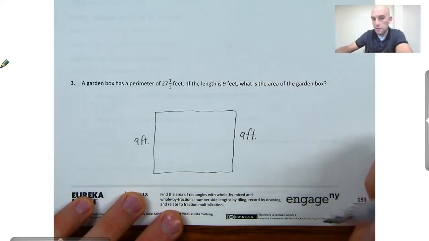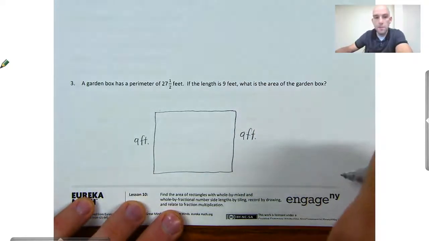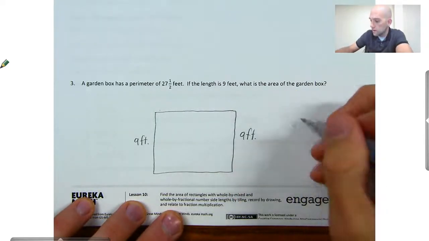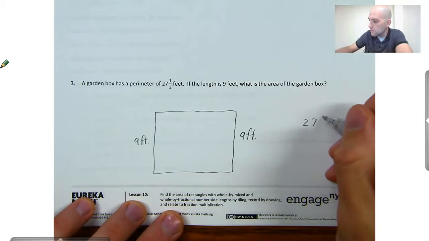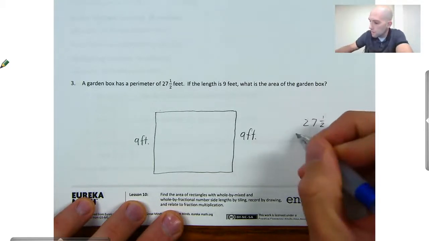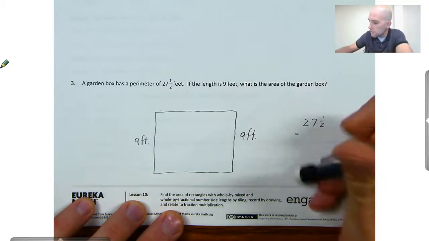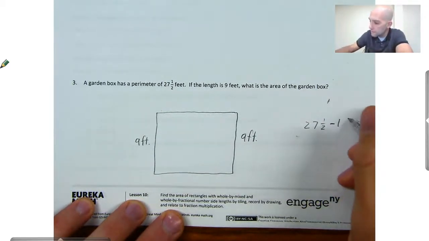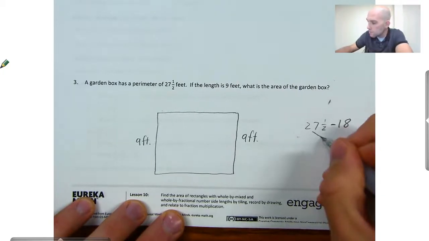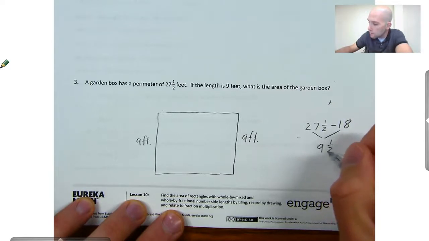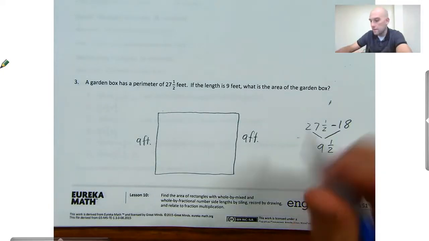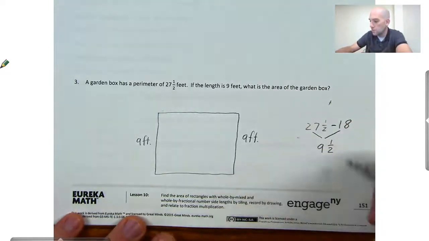And if we're assuming it's a rectangle and those are going to be equal, we're going to take the remaining length of the perimeter and we're just going to divide it by 2. So we have 27.5 minus 18. Well, if I do 27 minus 18, I get 9. And then I still have that half left over. So I'm going to have 9.5. And I need to divide 9.5 by 2.